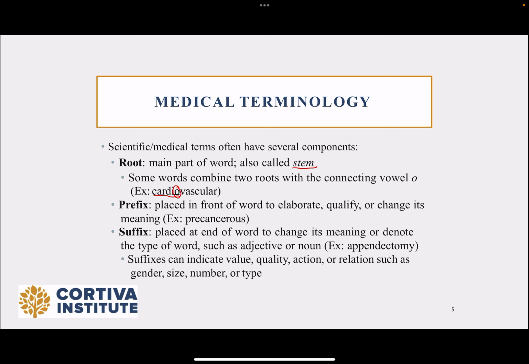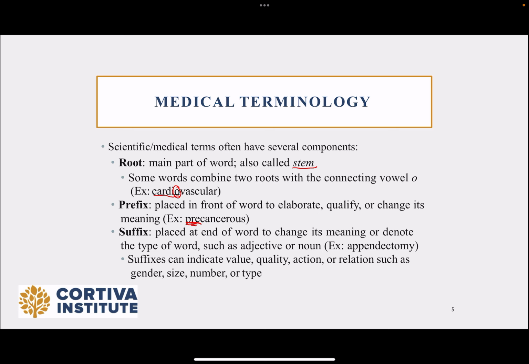So cardio would be the root word. Now, the prefix is going to be placed in front of the word, and it's going to change its meaning. It's going to give us our idea of what to look for. For instance, when we have something that is precancerous, it's right before it's cancerous, or it's relatively low cancerous. So this is before something goes really bad.